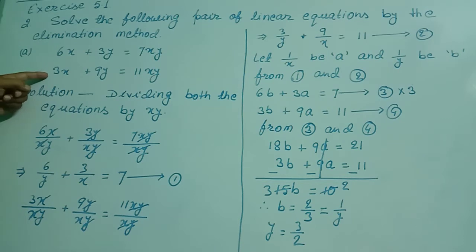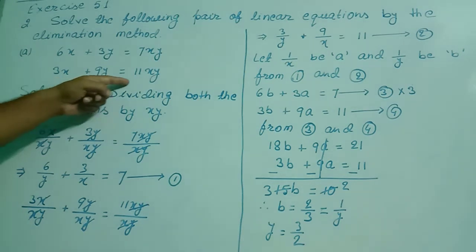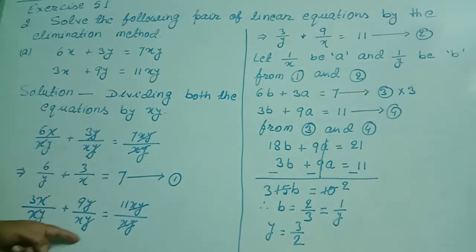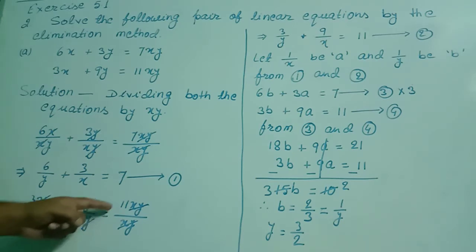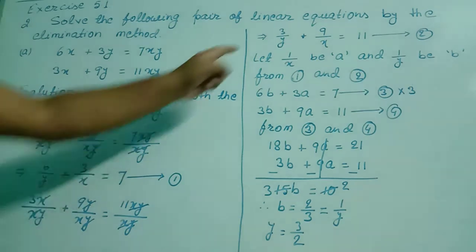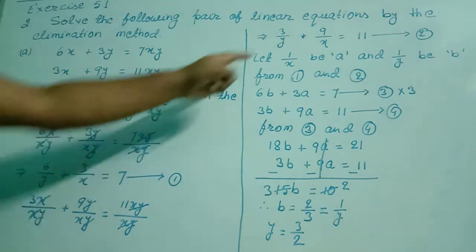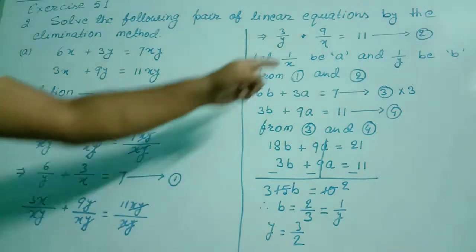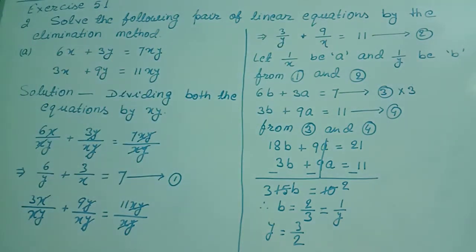Similarly, 3x plus 9y equal to 11xy is also divided by xy. 3x by xy plus 9y by xy equal to 11xy by xy. X cancelled, this y cancelled, xy and xy are cancelled. 3 by y plus 9 by x equal to 11. This is equation number 2.